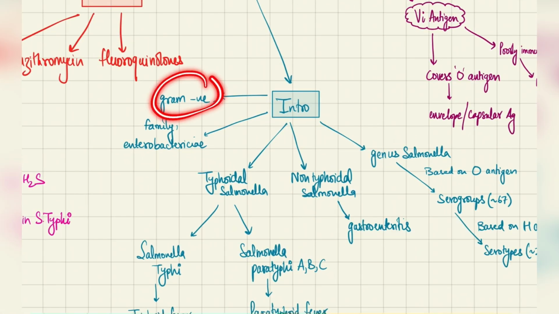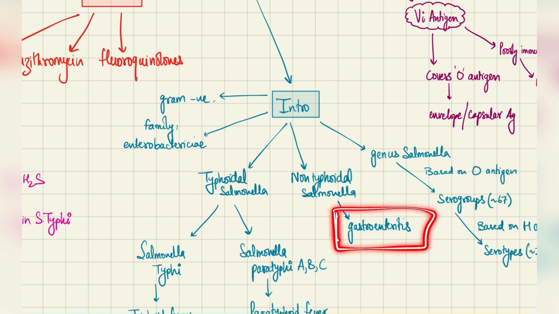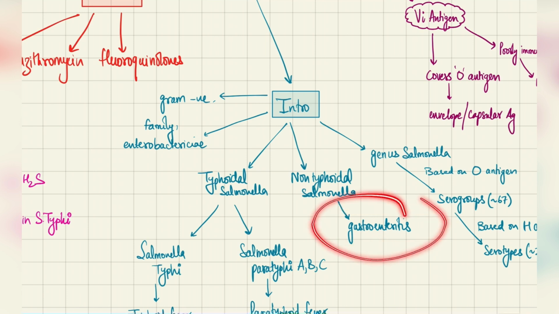Salmonella is a gram-negative organism belonging to family Enterobacteriaceae. Easy to remember, gram-negative Enterobacteriaceae. It is of two types: typhoidal Salmonella and non-typhoidal Salmonella. Typhoidal being more important, obviously. Non-typhoidal, the only thing you have to remember, causes gastroenteritis. Gastroenteritis meaning anything related to the bowel problems, vomiting, nausea, diarrhea, everything.